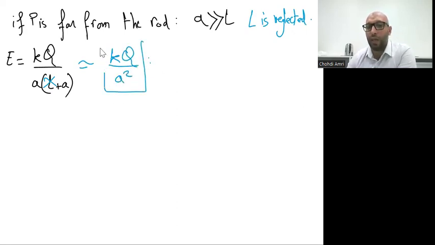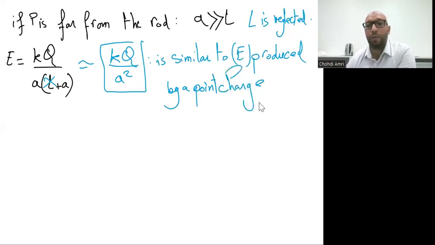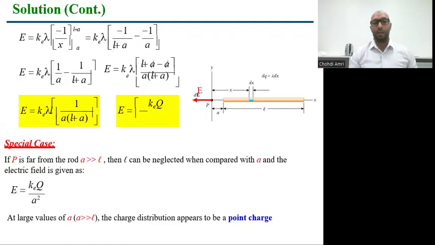This expression of the electric field produced by the positively charged rod at a point P far from the rod is similar to the electric field produced by a point charge. So far from this rod, we can see the rod as a point charge. And we are done with this first example. This is the easiest case.